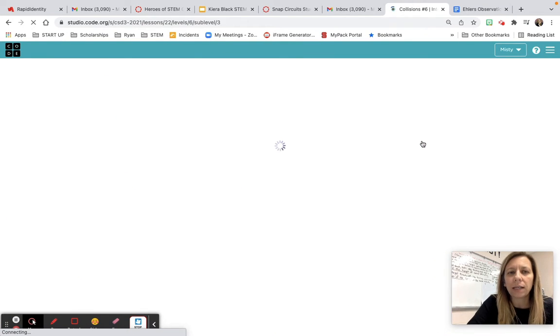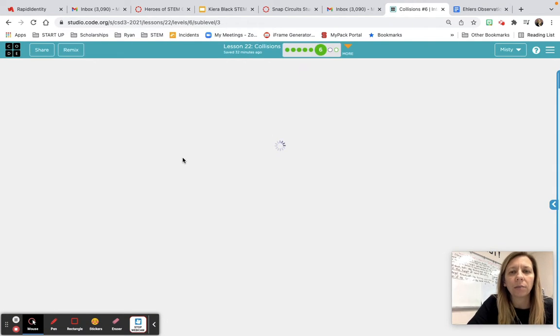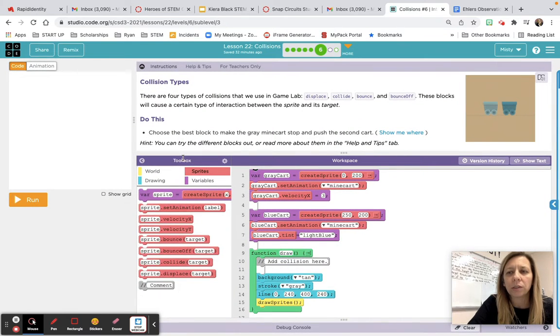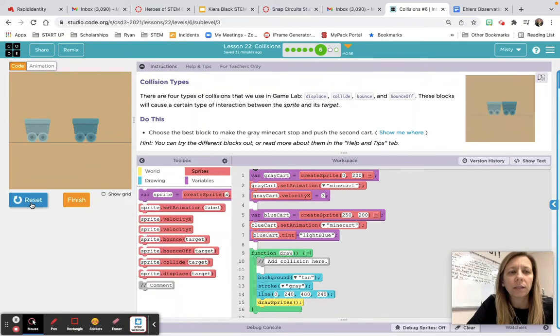I thought this one was kind of neat. In this one you have a gray cart and a blue cart. The gray cart moves first. The blue cart moves second. And you want them to basically switch velocities. So the one that was not moving starts moving, and the one that is moving stops.